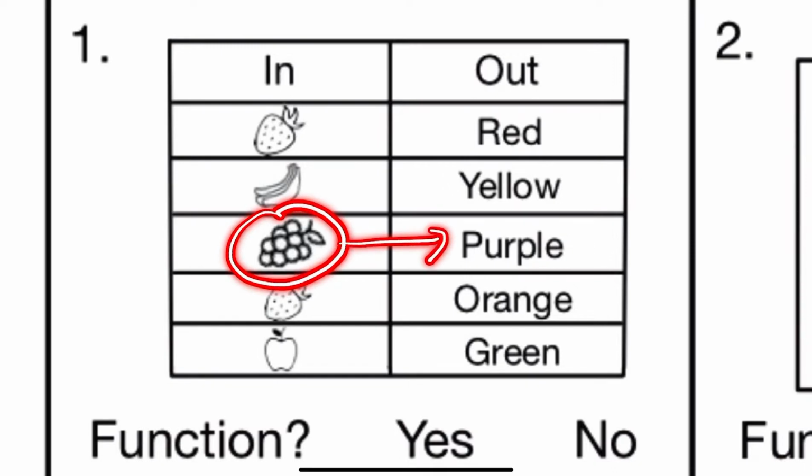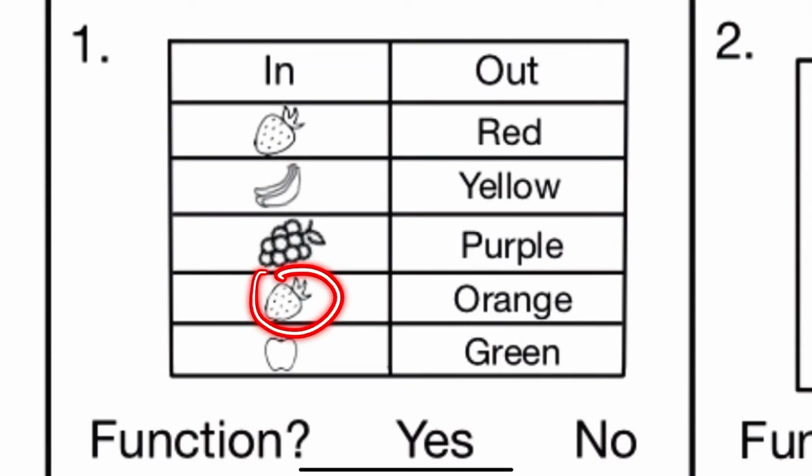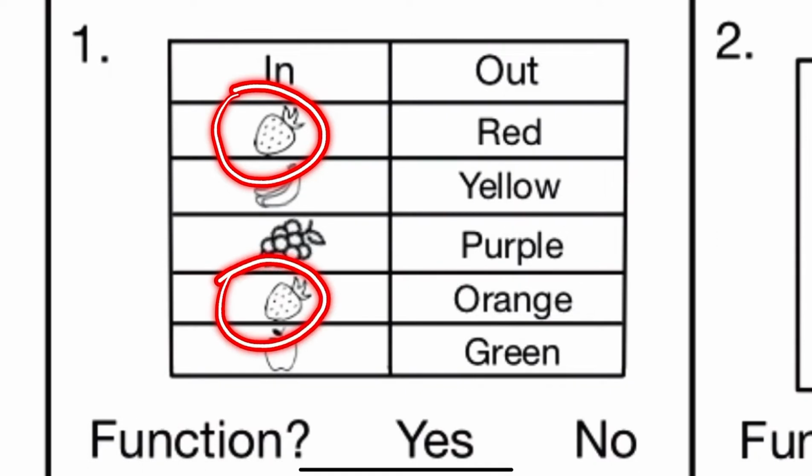Grapes can be purple. For sure. Makes sense. I've seen those at the grocery store. Strawberries give orange. I don't know about that one. I don't know that I've ever seen an orange colored strawberry before. Not sure that one makes a lot of sense. Okay. So, again, we put in the same input. We should get out the same color, right?